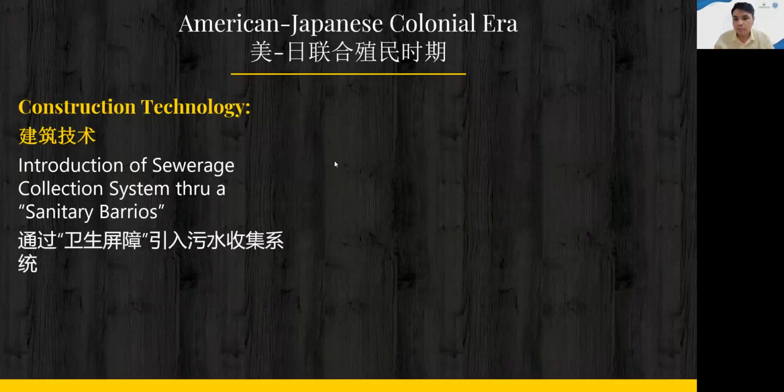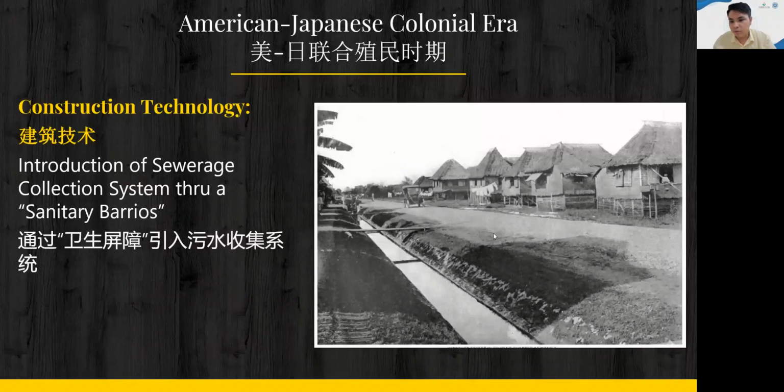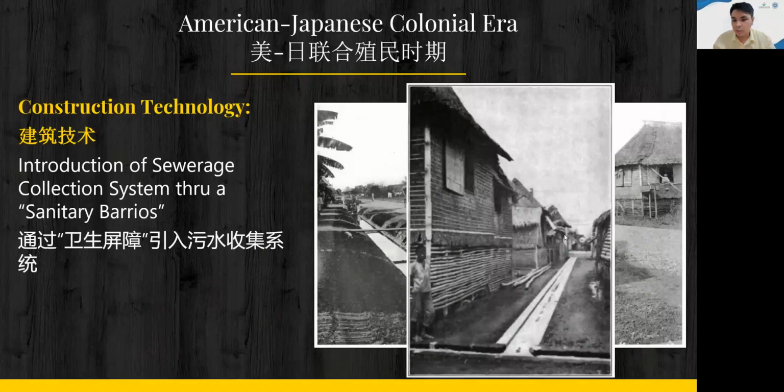This is an example of a sanitary barrio. These are the Nipa houses. The houses are laid out in blocks. Each block is provided with drainage canals that lead to a larger drainage where maintenance can clean and take away the collected sewage.